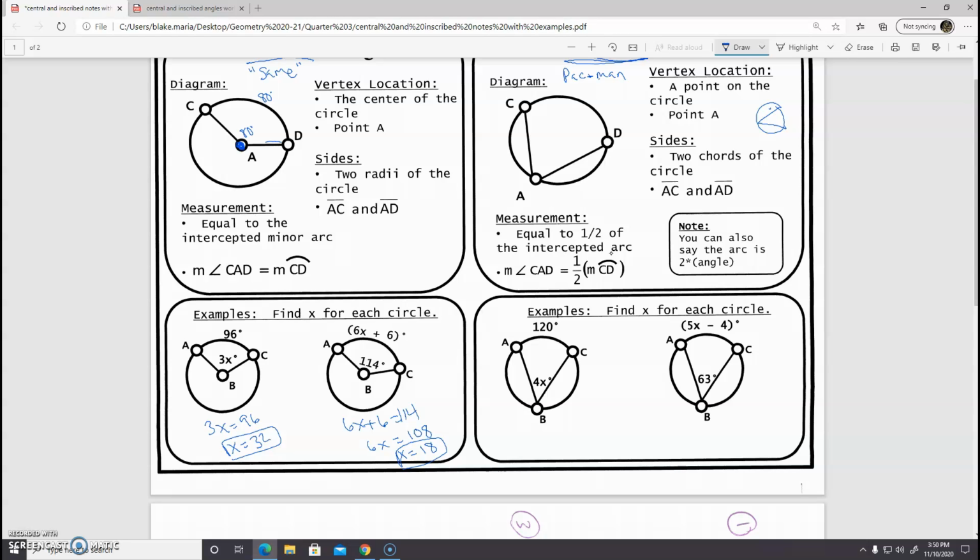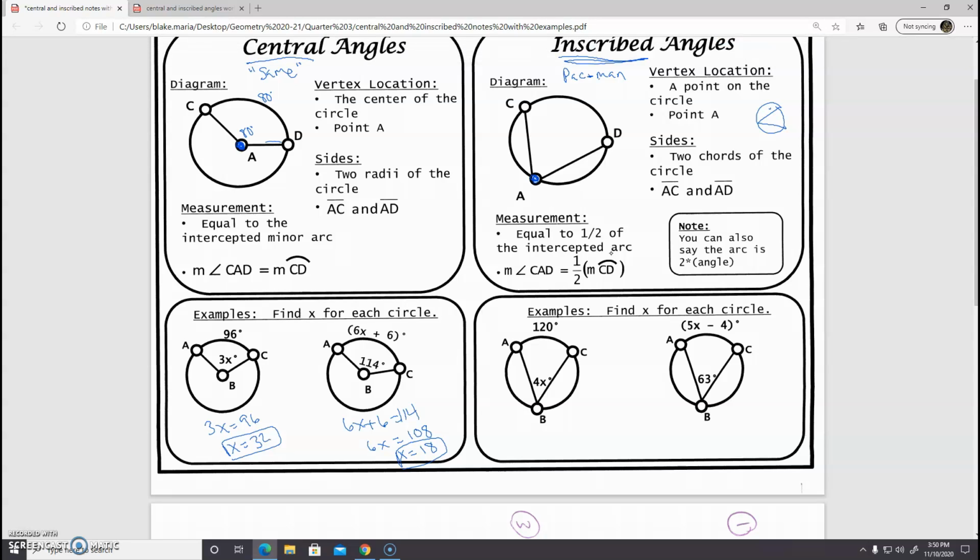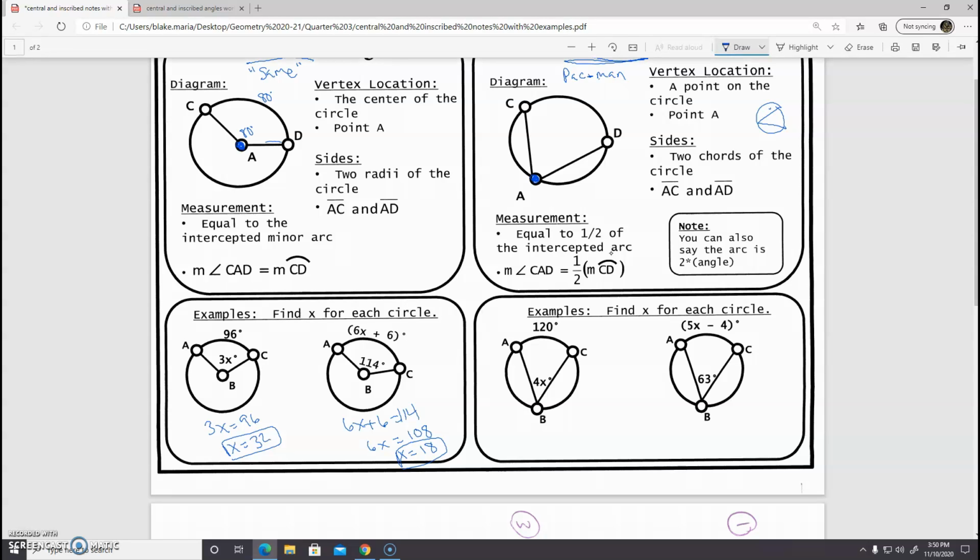So notice where the vertex is located. It's located on the circle. So CAD, notice the vertex is on the circle. This would be considered an inscribed angle. It's made by two chords, so AC is a chord, AD is a chord.